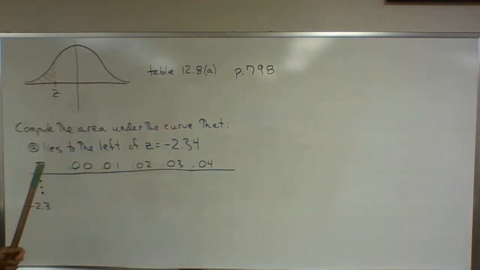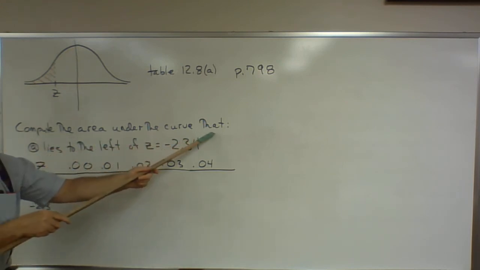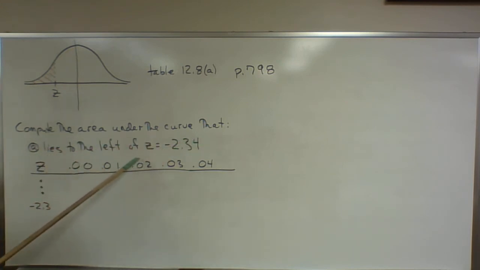Table 12.8a. Here's our exercise. Compute the area under the curve that lies to the left of z equal negative 2.34.